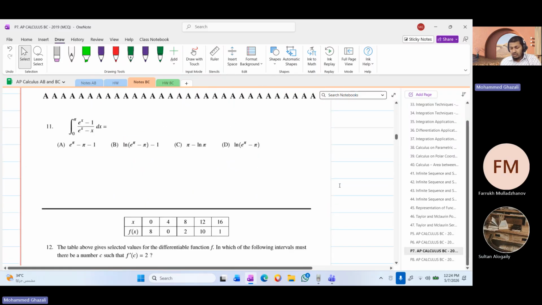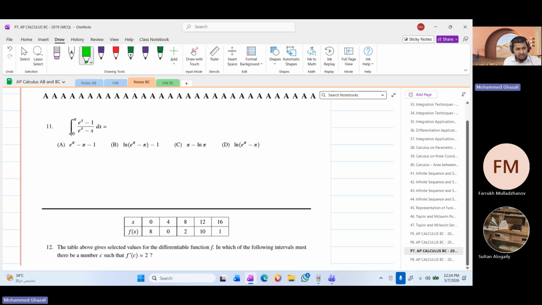Right, guys. Let's solve this integral. It's from 0 to pi of e to the power x minus 1 over e to the power x minus x. U substitution. Good. We'll try u substitution. So we say let u equal to what? e to the power x minus x. Very good. u equals e to the power x minus x.